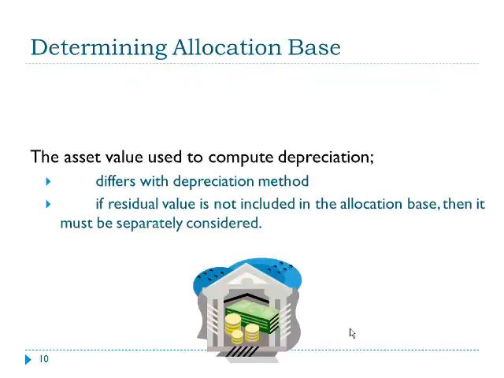The allocation base is basically the historical cost that you have paid for the asset. The asset value used to compute depreciation differs with the depreciation method. Some depreciation methods consider the residual value as subtracted out to get the allocation base, and there is at least one depreciation method that only considers residual value after depreciation has been calculated and makes adjustments for it afterwards.